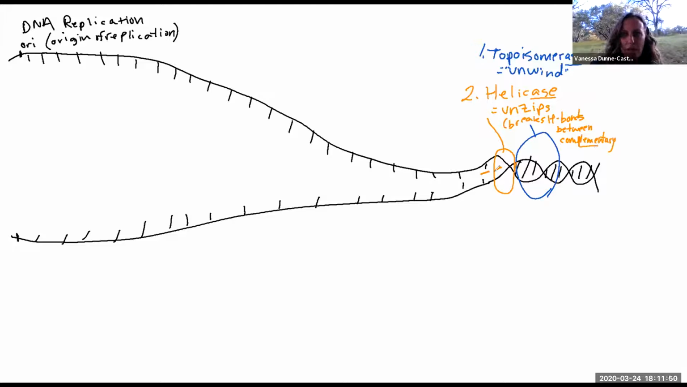Complementary. Okay, so the bonds are broken, and again, these nucleotides really are very reactive, so they will re-anneal very, very quickly. But there are proteins that come and bind right away to prevent the re-annealing. These are called single-stranded binding proteins, and they bind on both of these strands. Okay, so this is number 3.